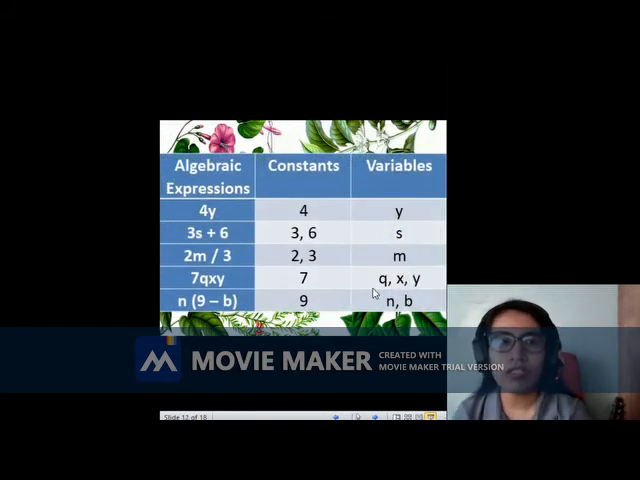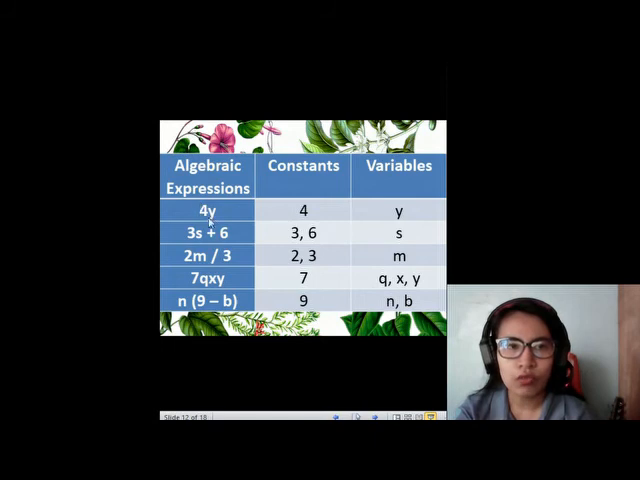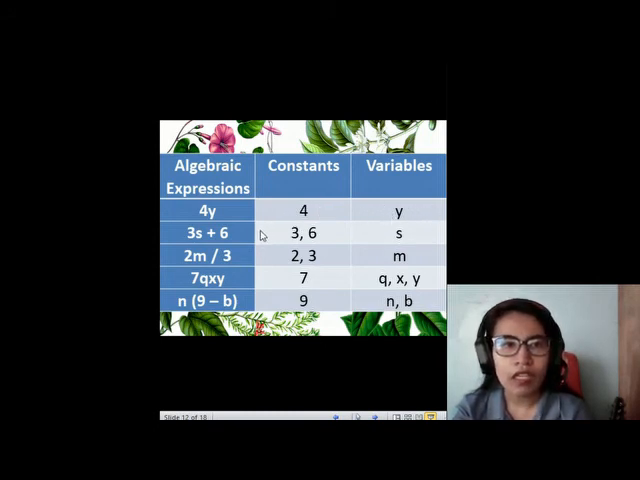Here are some examples. If I have here algebraic expressions, then I will separate the constants and the variables. For the first one, we have 4y. The constant will be 4 and the variable would be y. For 3s plus 6, we have constants 3 and 6. Variable is s. 2m over 3, constants 2 and 3. Variable m.